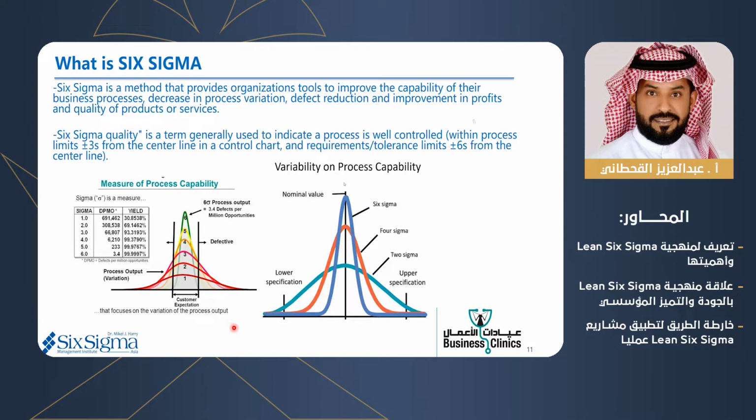And that's why Six Sigma is focused on the variation, because these are the variations. When your process varies above your specification limits or lower than your specification limits, that's a big problem, which is against the customer expectation.